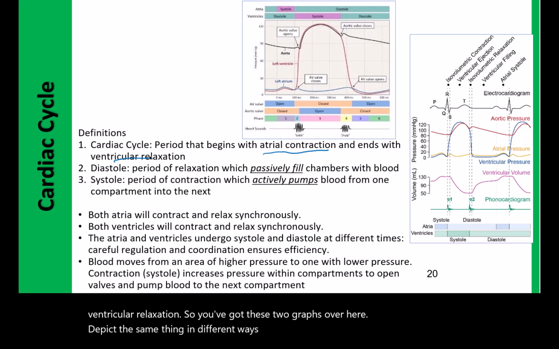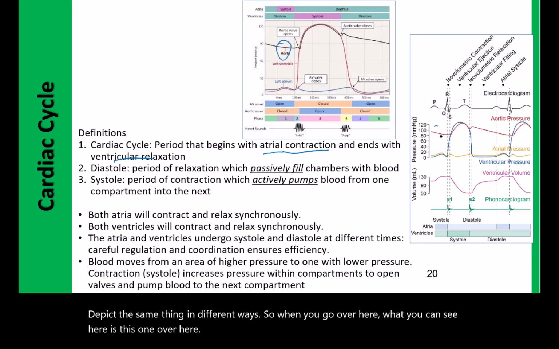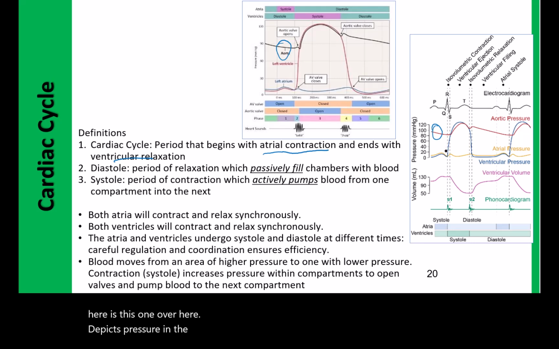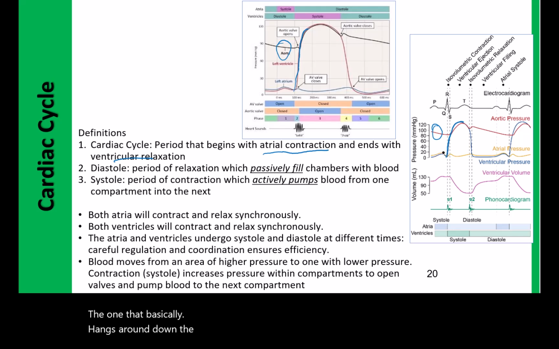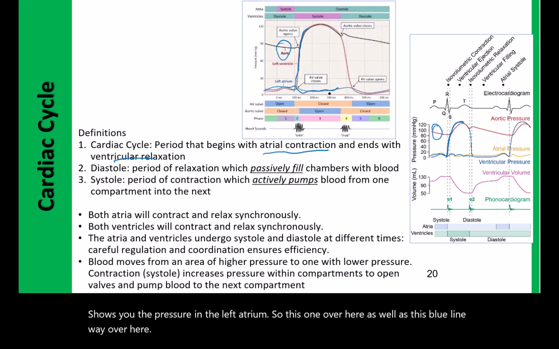So when you go over here, what you can see is this one over here depicts pressure in the aorta. The one that is right below it that goes up to aortic pressure is the pressure in the left ventricle. The one that basically hangs around down the bottom shows you the pressure in the left atrium. So this one over here, as well as this blue line way over here, right?